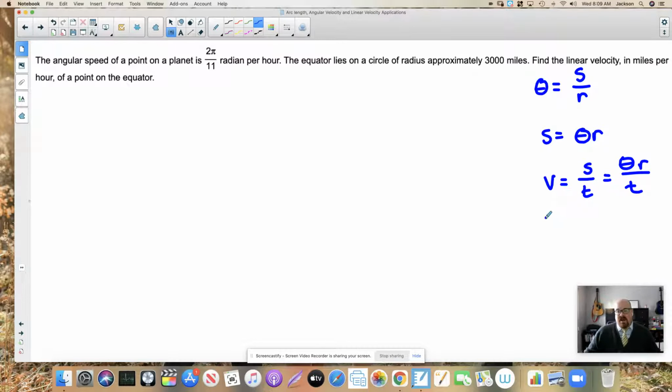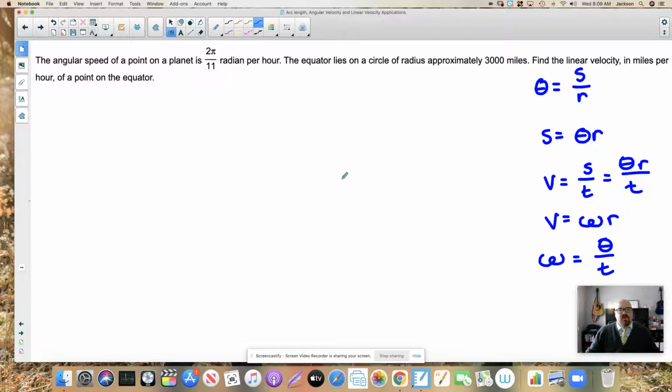But we also had a formula that we just derived in the previous video that says you can take the angular speed of the object and multiply it times the radius to find the linear velocity. And then we have the rotational speed, which is theta divided by t. So look at all of these formulas, right? Memorizing these formulas is always an option.